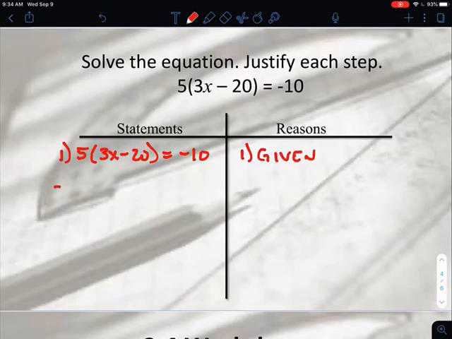Step 2 then, you have to decide how you want to attack this problem. So most of you, when you see the parentheses here, are conditioned to distribute anything into the parentheses. So I can take 5 times 3x and get 15x. I can take 5 times negative 20 and get minus 100. And that'll equal negative 10. So on that step, I distributed.